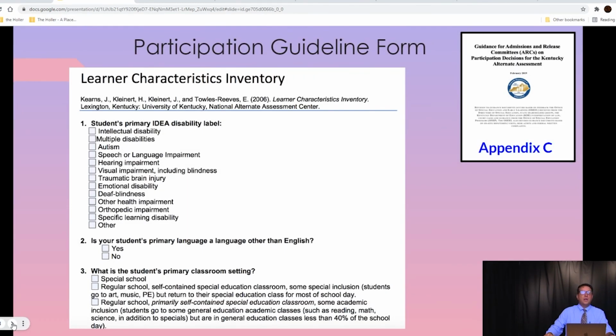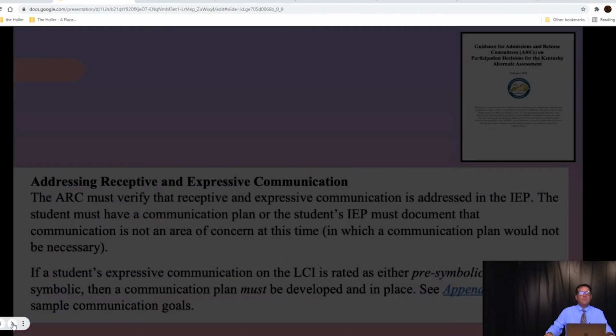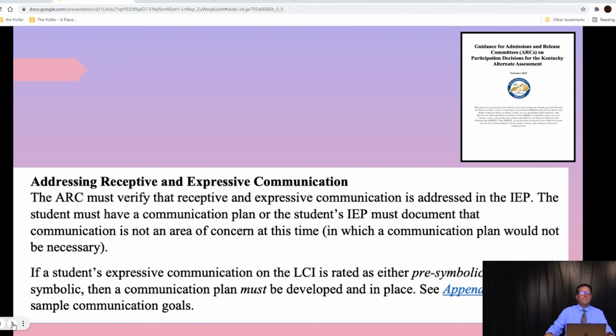So here's the screen grab of the participation guidelines form and the learner characteristics inventory. And so we see that we have to answer these questions. This has to be filled out in its entirety. And again, here in Appendix F, there is some further documentation about what you have to do. It says addressing receptive and expressive communication. So the student's got a well-documented communication difficulty, and how are we going to address it? We must verify the receptive and expressive communication and that it's addressed in the IEP.